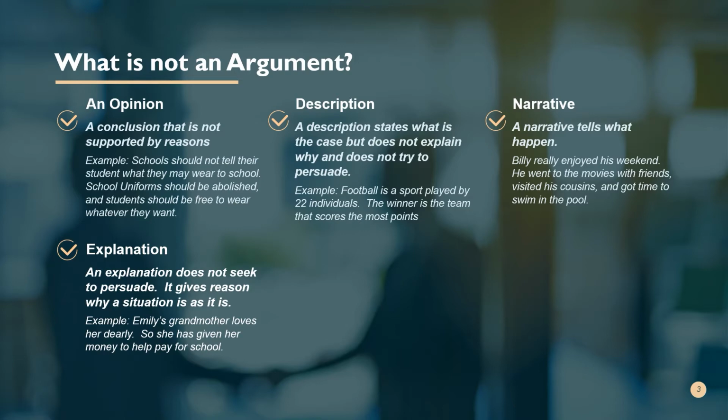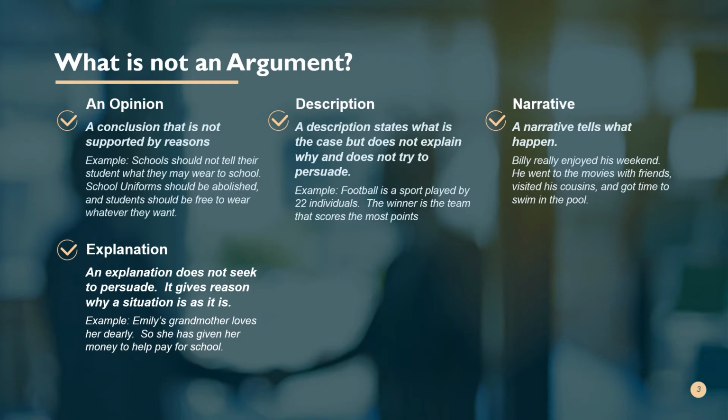For example: schools should not tell their students what they may wear to school. School uniforms should be abolished, and students should be free to wear whatever they want. This seems like an argument, but all those lines are repeating each other. Schools should not tell their students what to wear. School uniforms should be abolished, which is the same thing as telling students what to wear. And students should be free to wear whatever they want. Again, we're just repeating the same idea. So this is just an opinion. We never get to a reason to support that conclusion. You're just repeating the conclusion over and over again.